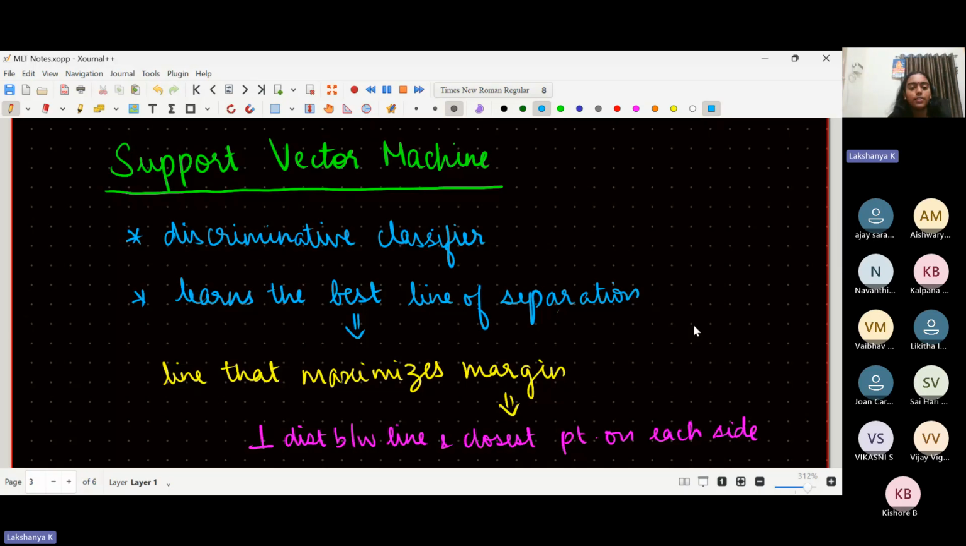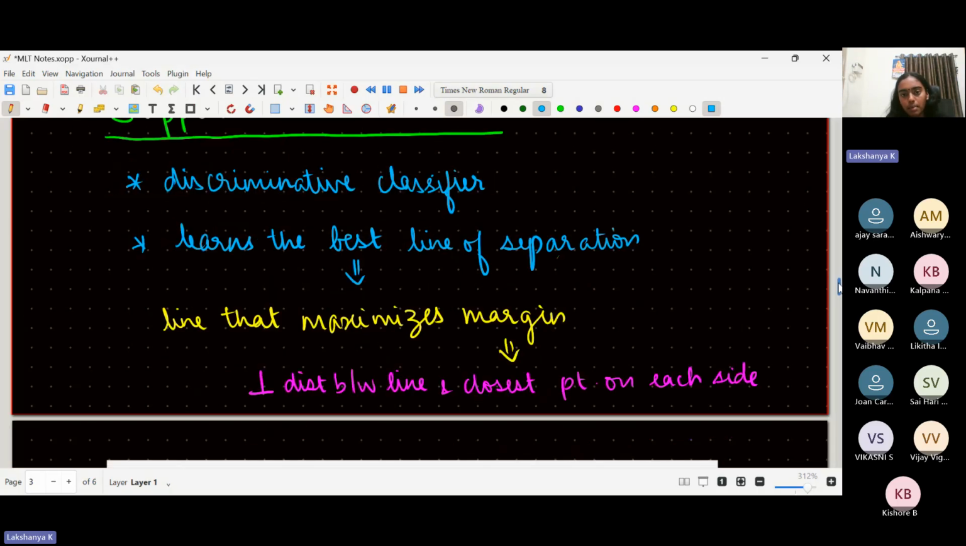So the next thing we're going to see, the next model is support vector machine. This again is a classification algorithm. This one is discriminative, meaning it only wants to learn the line of separation between your two classes. It doesn't care about the distribution. But line of separation, it wants to learn the best line of separation. So I'll first go to the picture, I'll explain this, and then we'll come back to the text.